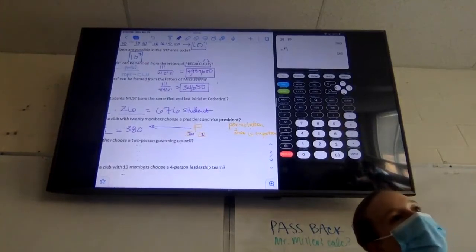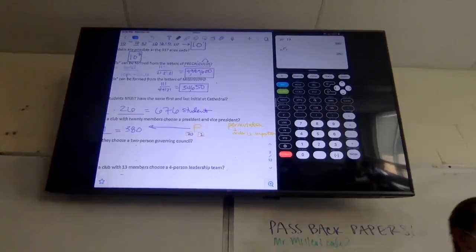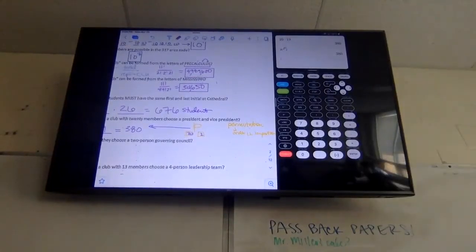Yeah, Ellie. Okay, you might need to write 20 first. So I want you to type 20 and then go to nPr. Yeah, and then put 2. Because 19 is just how many we multiplied. 2 is how many spots we want to fill. So how many spots? Yeah, 20. Then nPr. And then write 2.